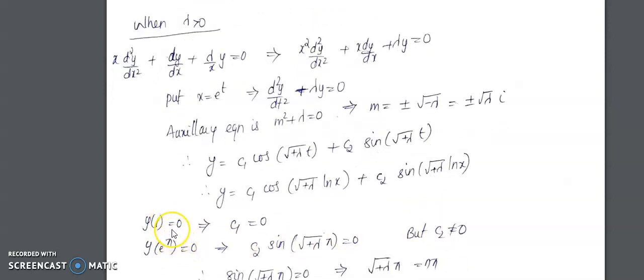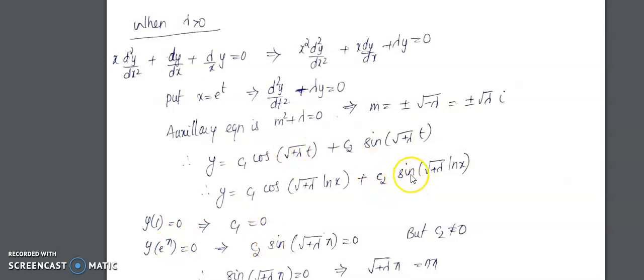Conditions apply here. So y of 1 equal to 0 gives, so ln of 1 is 0, sin 0 is 0, cos 0 will become 1. So that will give C1 equal to 0. So now C1 is 0. രണ്ടാമത്തെ condition എടുക്കുമ്പോൾ y of e raised to pi is 0. So C1 0 ആണ്. അപ്പോൾ second term മാത്രമേ വരുള്ളൂ.